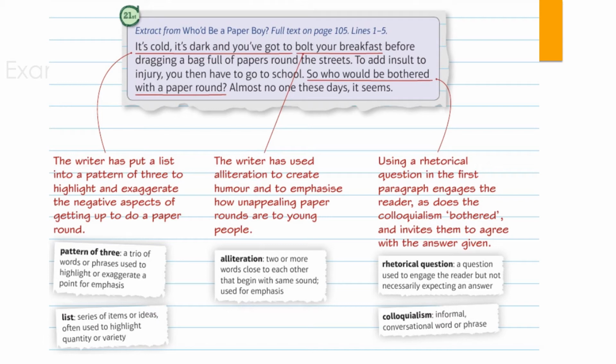Obviously, this is a rhetorical question. Now, rhetorical questions are really easy to identify in a text that's asking you to look for language and structure, because it has question marks, so it's always really helpful. The rhetorical question is there to make the reader think. It's not to be answered, so it's just making the reader question it themselves. This example also has the word bothered in, which is a colloquialism. It's everyday language, so it's trying to appeal to a younger audience as well.